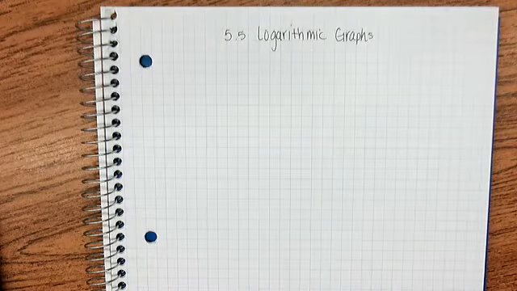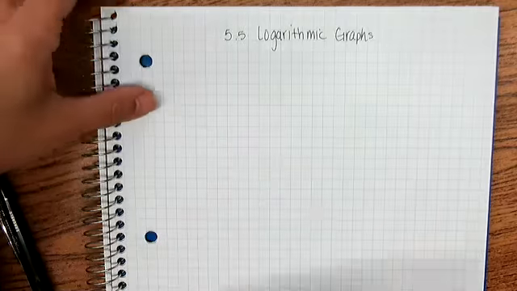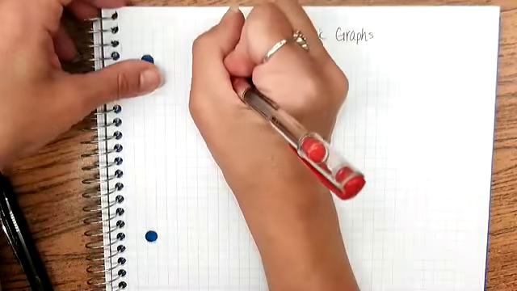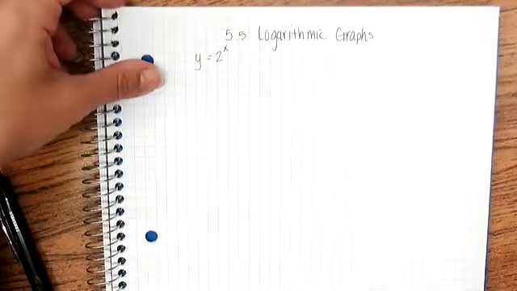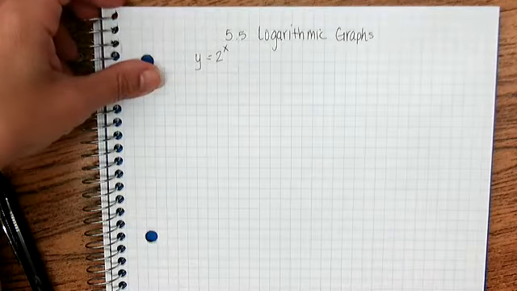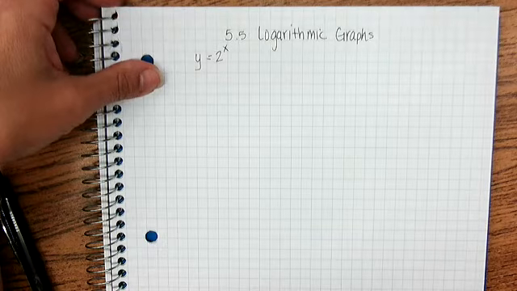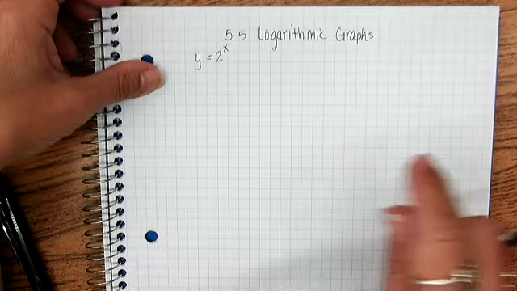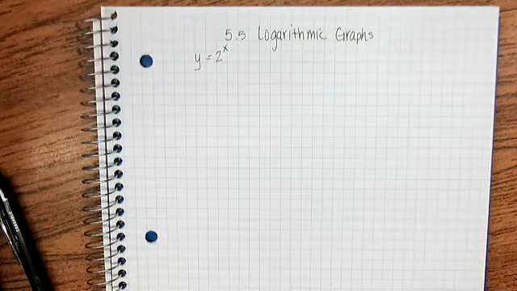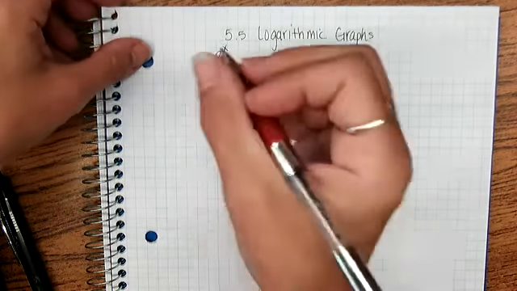Logarithmic graphs. Before we get into the graphs of logarithms, let's review your graph of exponentials. Y equals 2 to the x, 3 to the x, e to the x, 0.6 to the x. They all have the same domain and range, and they all have the same horizontal asymptote. So we're going to stick with 2 to the x because 2 is an easy number to deal with.